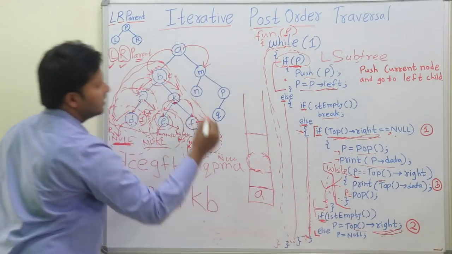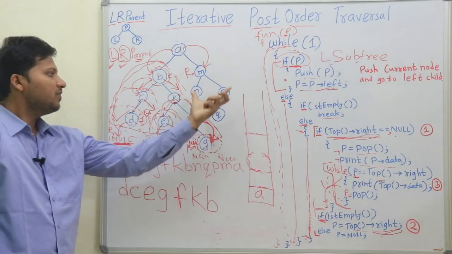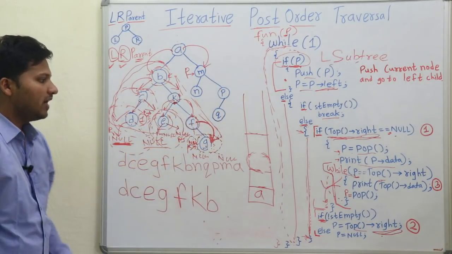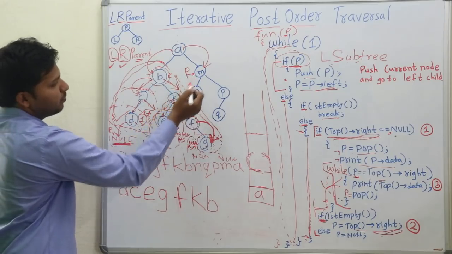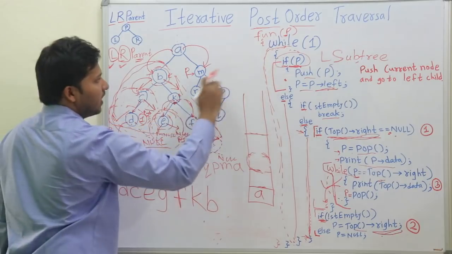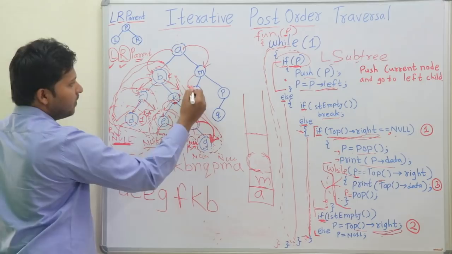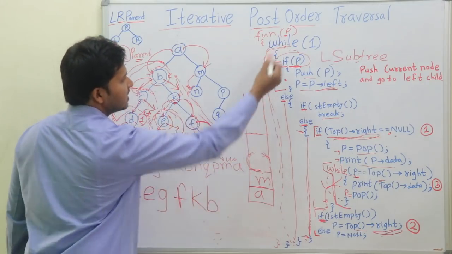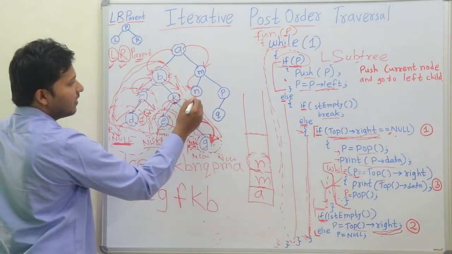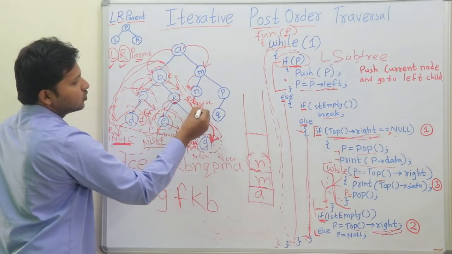So top points right, and now P points to M here. We will again evaluate the code for this subtree. Let's do it fast now. P points to M. In the next iteration, if P is satisfied, M is pushed into the stack and we move to the left child of M, that is N. Again in the next iteration, N exists, so N is pushed into the stack and we go to the left of N, that is null.